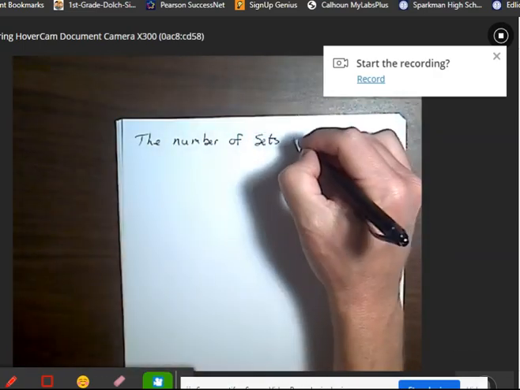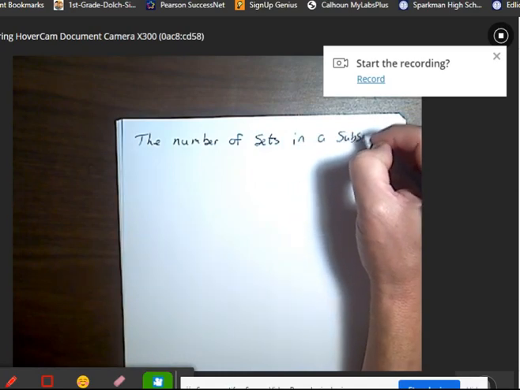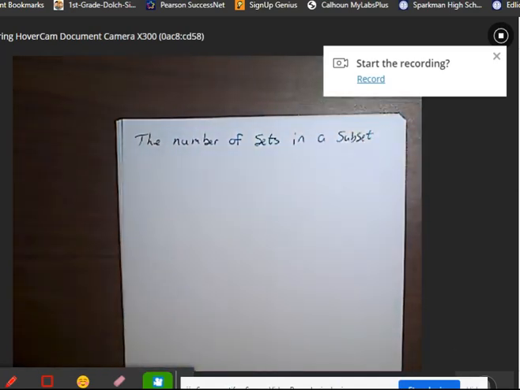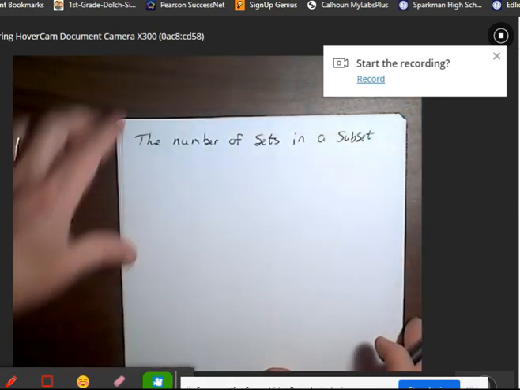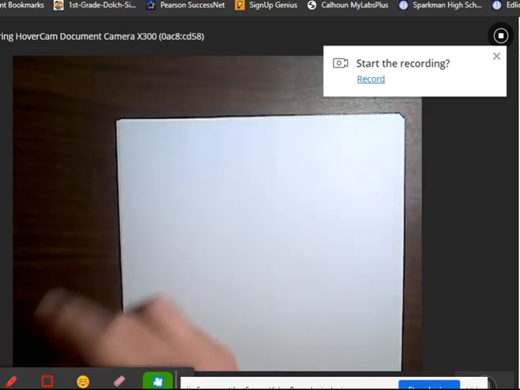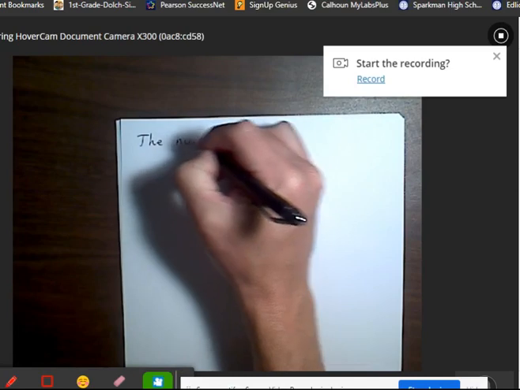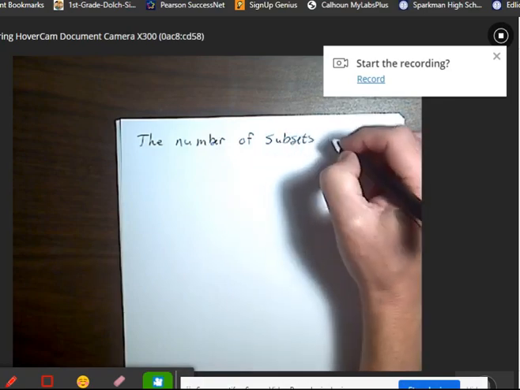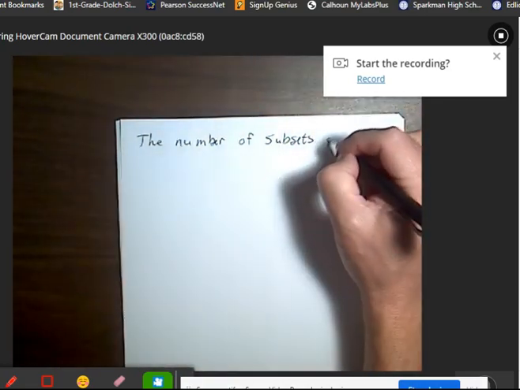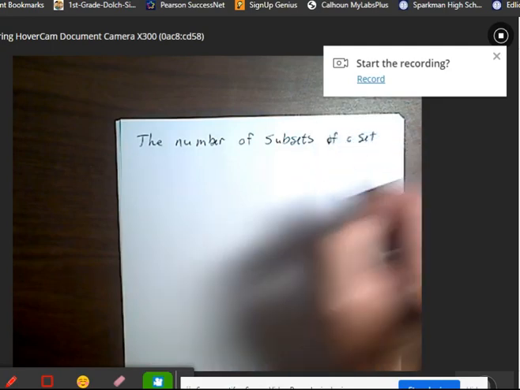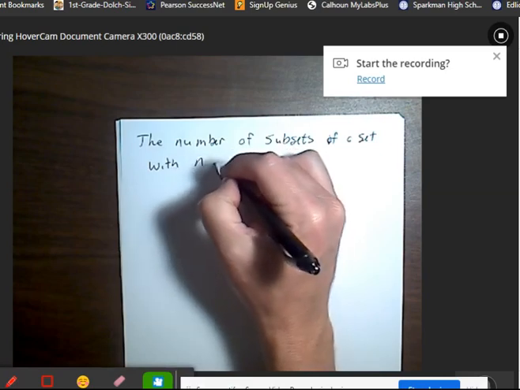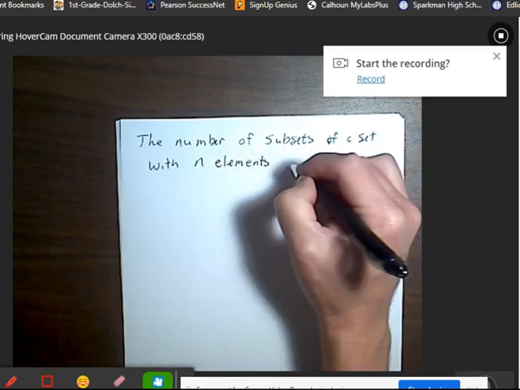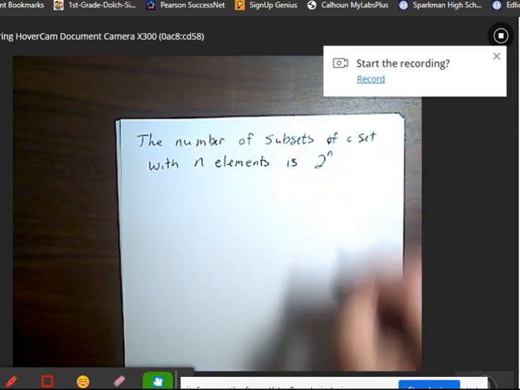We'll just say it this way: the number of subsets of a set with n elements is 2 to the n power.